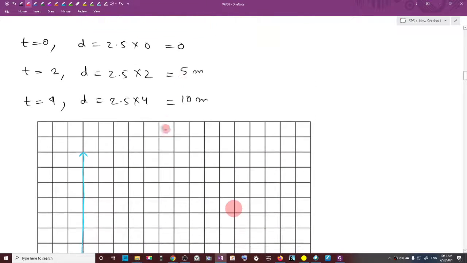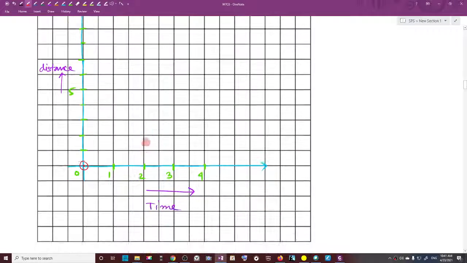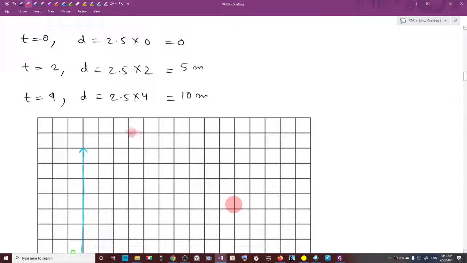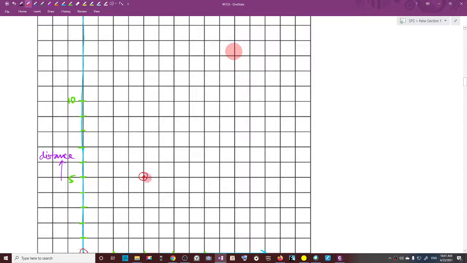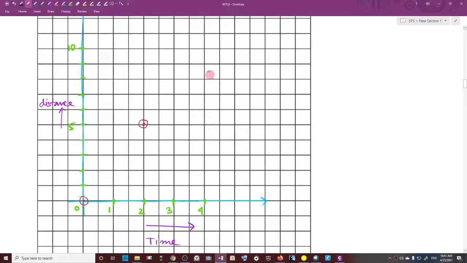For 2, D is 5. So we are getting a point for 2, D is 5. We are getting this point. For 4, D is 10. So for 4, we are getting 10. Right? So this is the graph that we are getting.